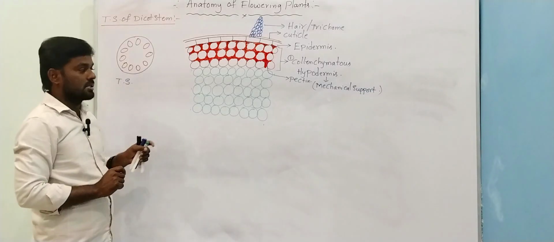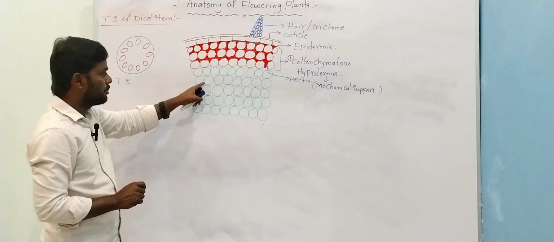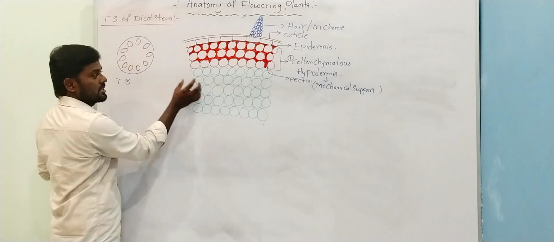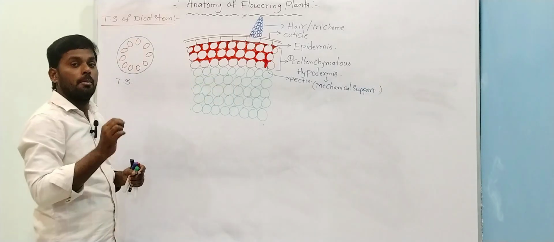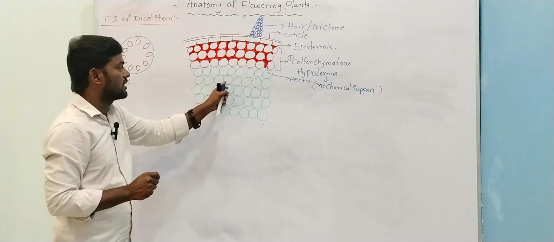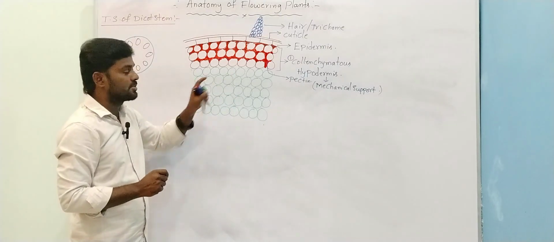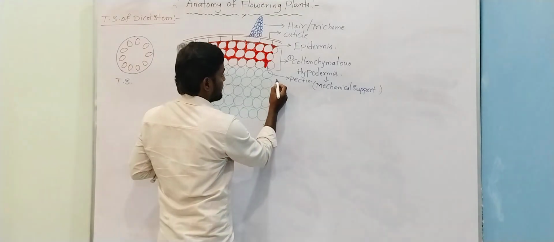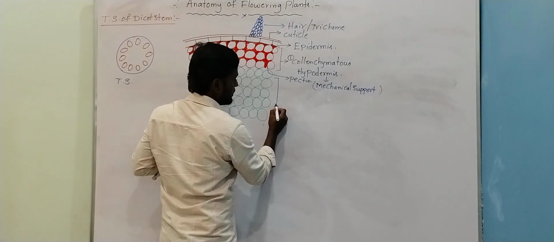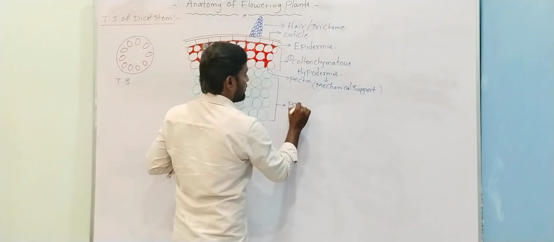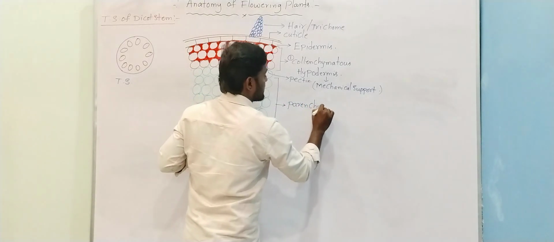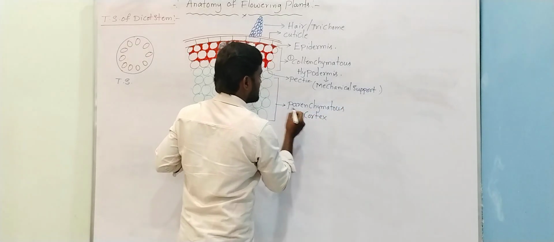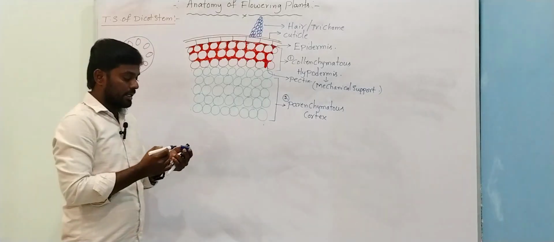But in the case of the parenchymatous cortex, it is the middle layer of the cortex. The outer layer of the cortex is collenchymatous hypodermis, and the middle layer is called parenchymatous cortex. These cells are loosely arranged. Here the intercellular spaces are present. So this second layer, from here to here, is called parenchymatous cortex. This is the second layer of the dicot stem.